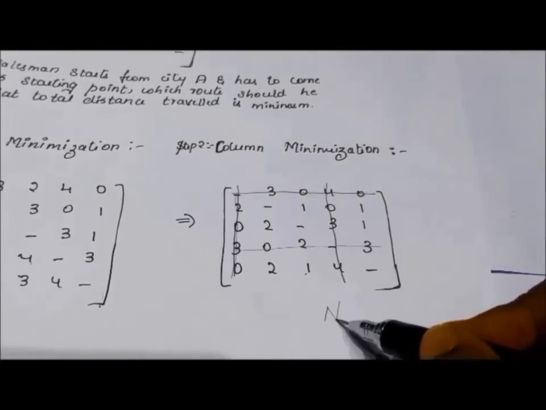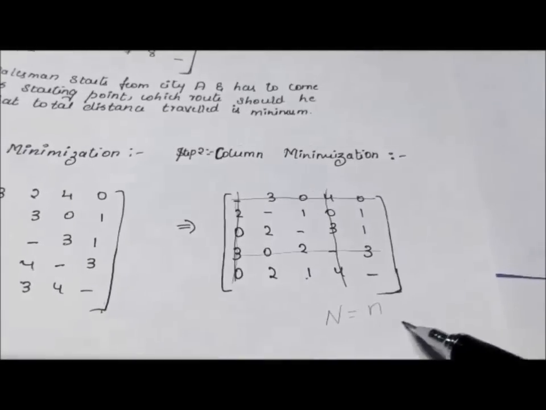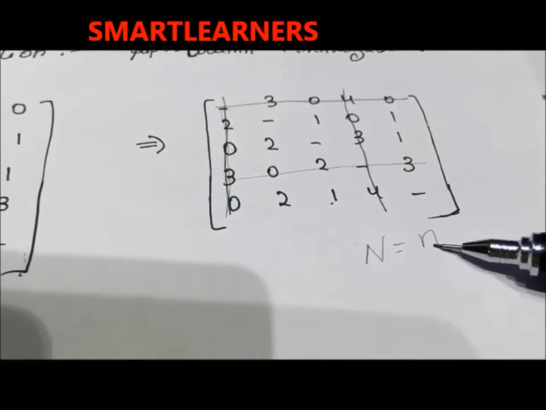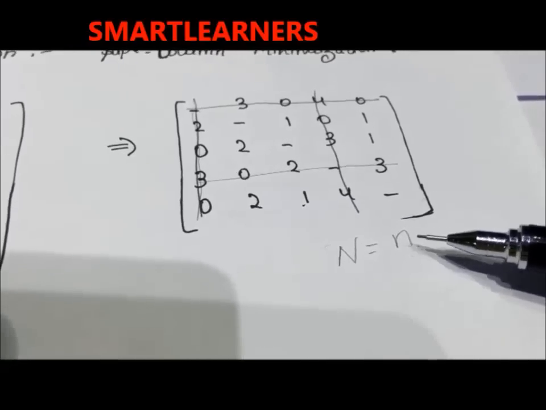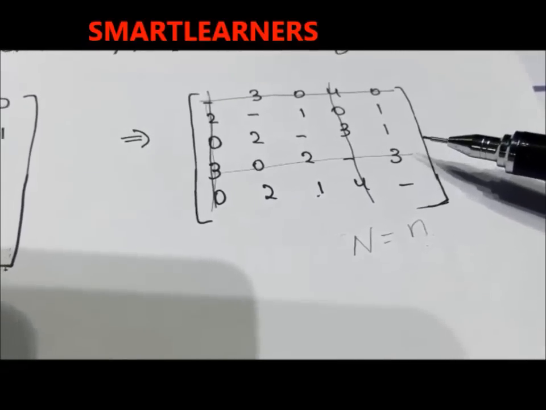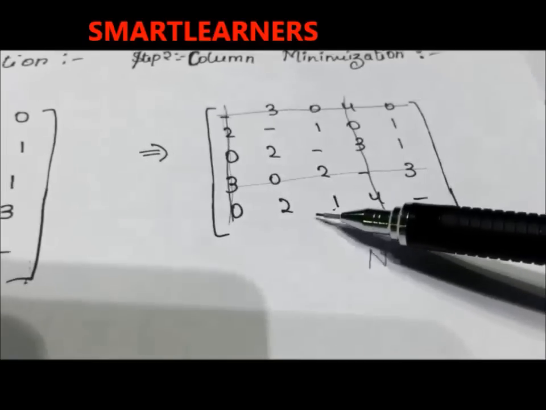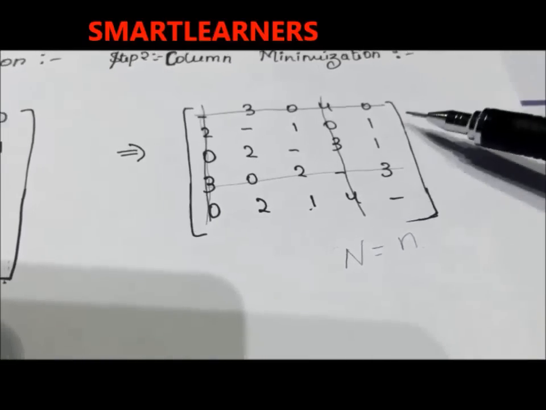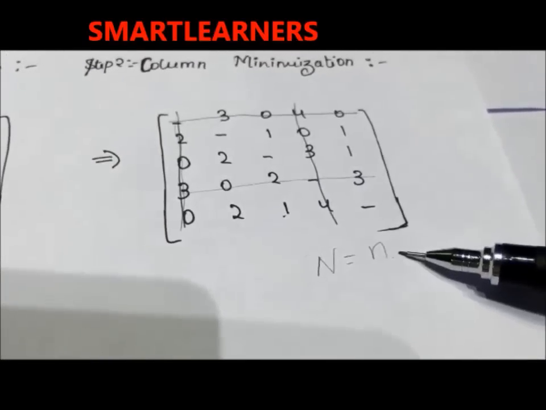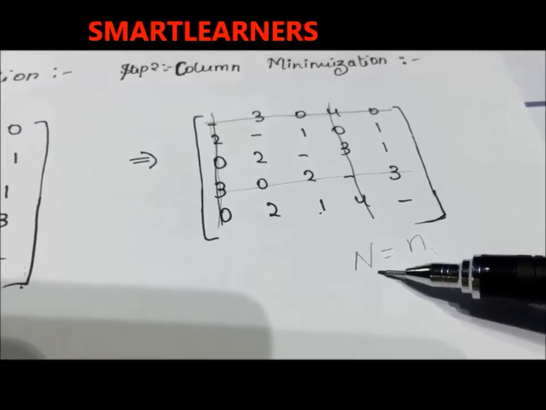Now is the time to check the condition whether N is equal to n. This is the most important condition we have to check. Capital N specifies the number of lines drawn. In our case it is 4 lines: 1, 2, 3 and 4. And small n is the number of rows and columns. In our case we have a 5 by 5 matrix, so our small n is equal to 5, whereas our capital N is equal to 4.